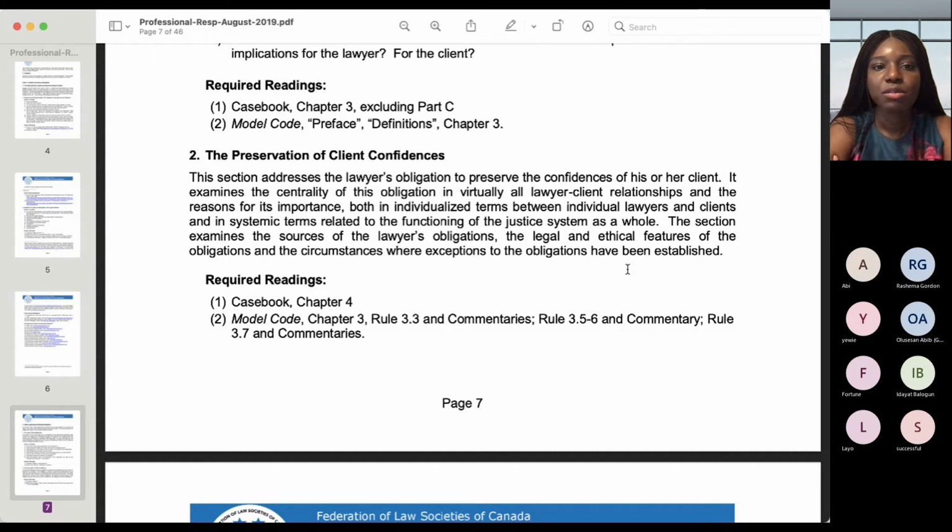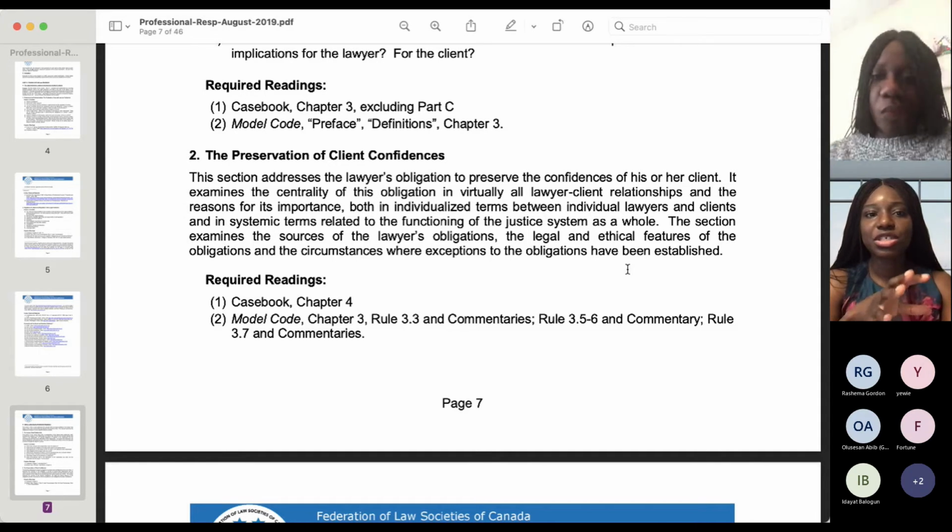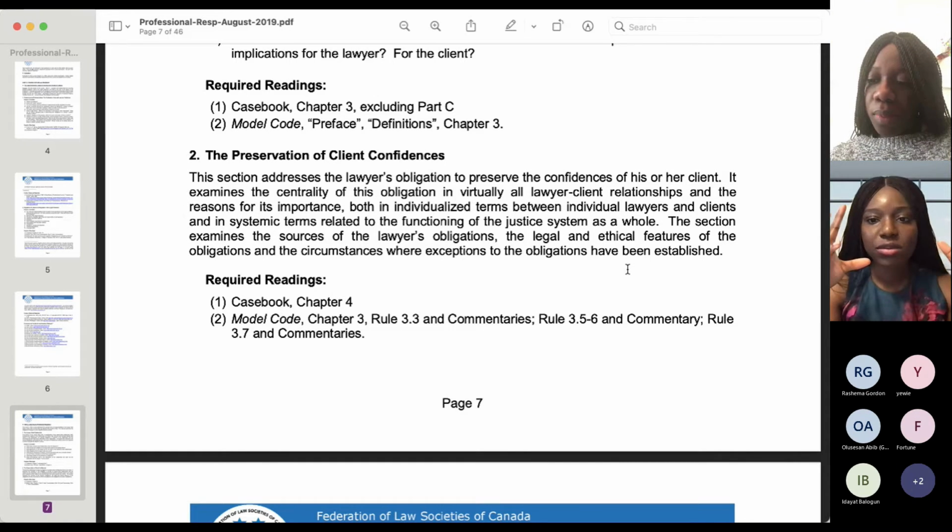Okay. Sources of the lawyer's obligations, legal ethical features of the obligations, circumstances where exceptions to obligations have been established. Okay, one thing I always mention to students is that professional ethics is not saying that you can't do anything wrong. Professional ethics is saying that at every point in time as a lawyer, you can and will make mistakes. Okay. Now, the model code has been created in such a fashion that when you make these mistakes, there's a cure.